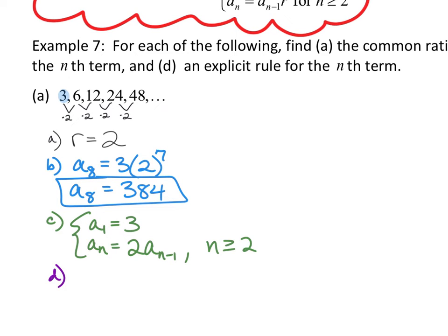And last but not least, the explicit formula. The explicit formula says to take the first term, multiply it by the common ratio, and raise it to the n minus 1 power. Now, unlike arithmetic sequences, we don't have to do any sort of distribution and rearranging. The geometric sequences are perfect the way that you just fill in the common ratio and the first term.